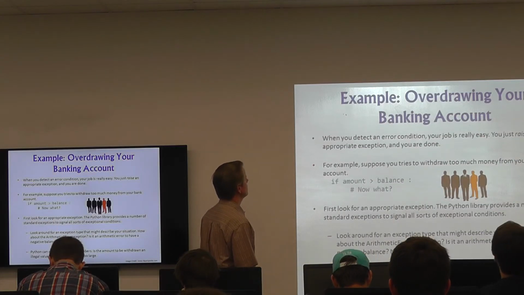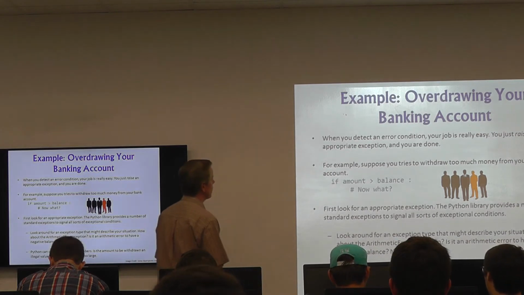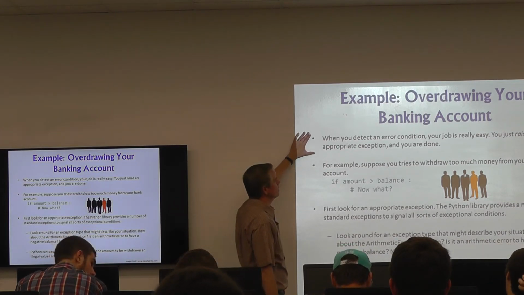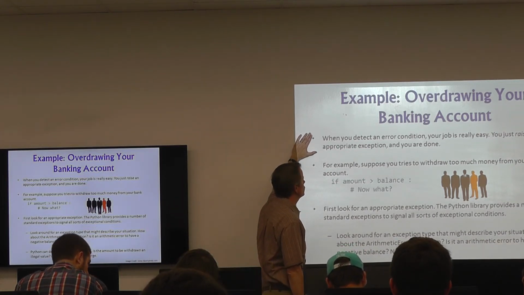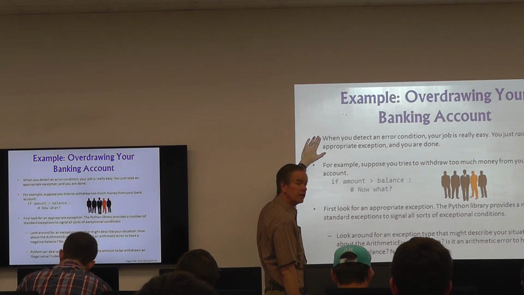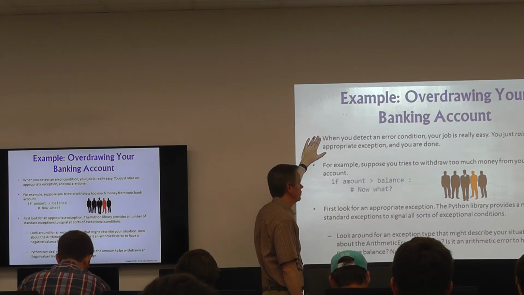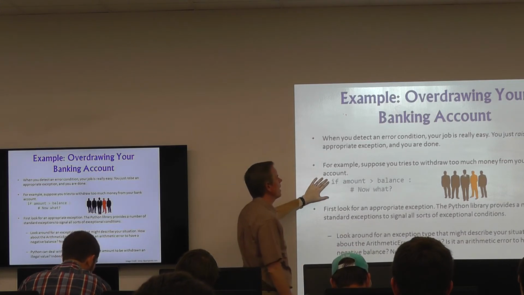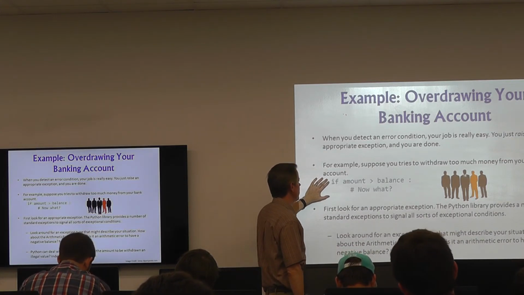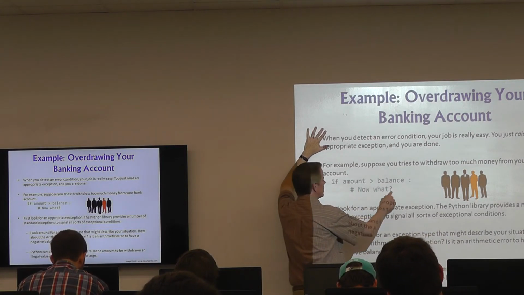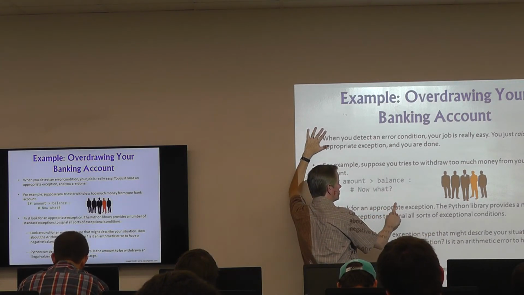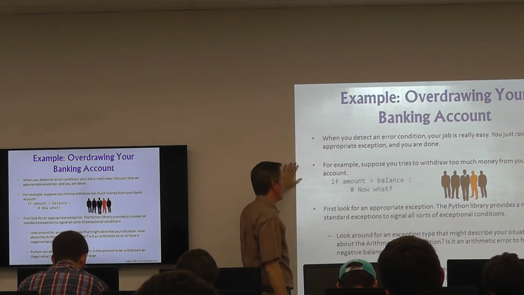Okay, let's talk about creating a banking account program. When you detect an error condition, your job's actually really easy. You just raise an appropriate exception and you're done. If they try to do something they shouldn't be able to do, you flag it as an exception and move on. For example, if you try to withdraw too much money from your bank account, if the amount is greater than the balance, what should you do? You really shouldn't let them do that, all right?